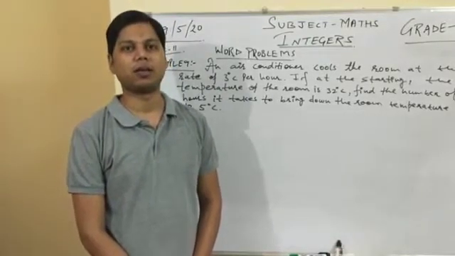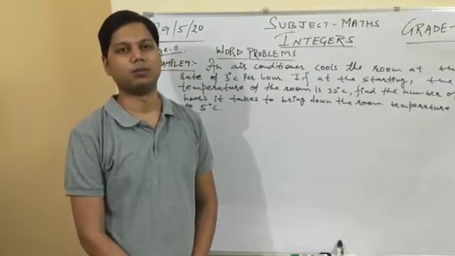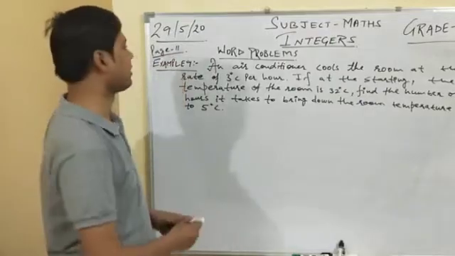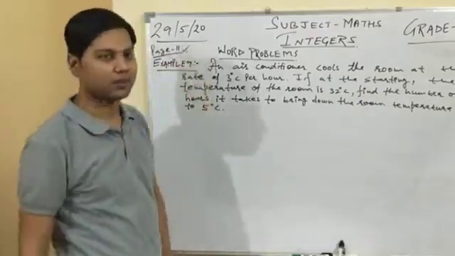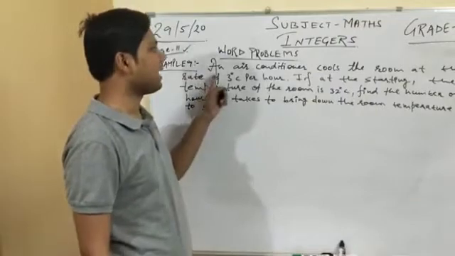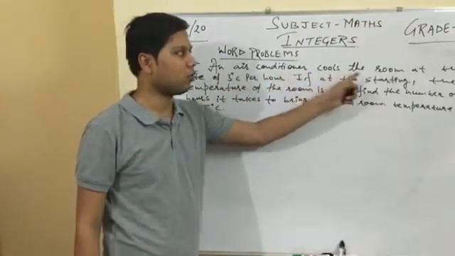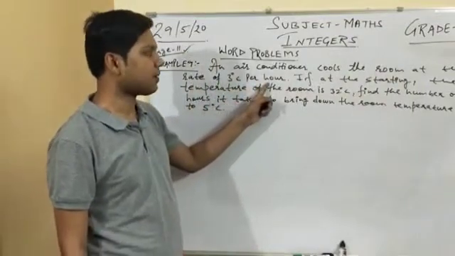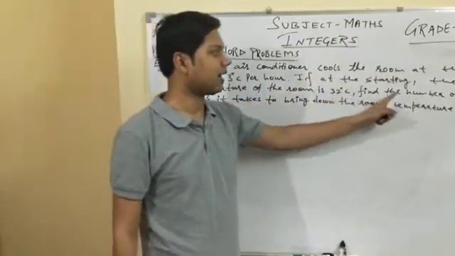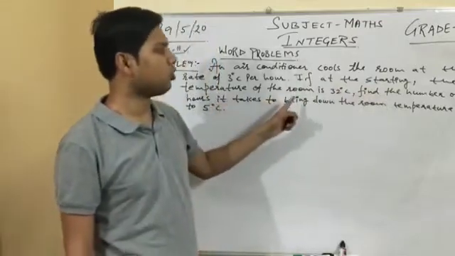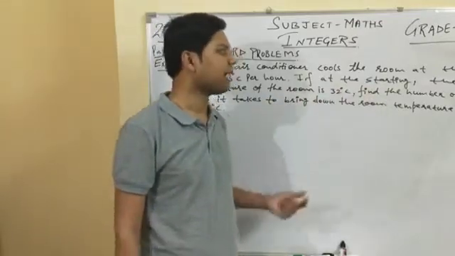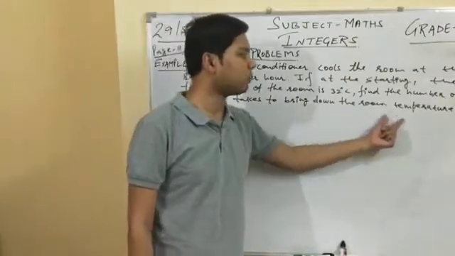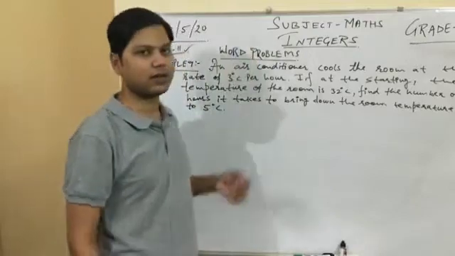Today, we will continue with word problems. Here, example 9 is written, which is given on page number 11. Let's read out the question. An air conditioner cools the room at the rate of 3 degrees Celsius per hour. If at the starting the temperature of the room is 32 degrees Celsius, find the number of hours it takes to bring down the room temperature to 5 degrees Celsius.